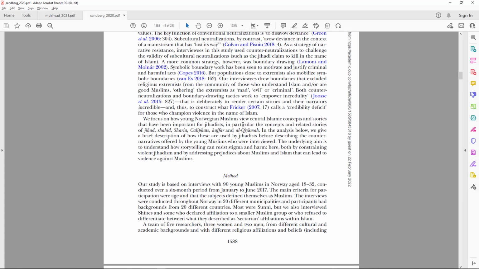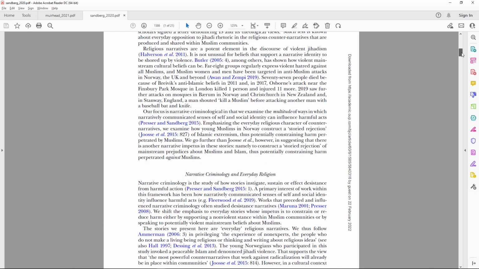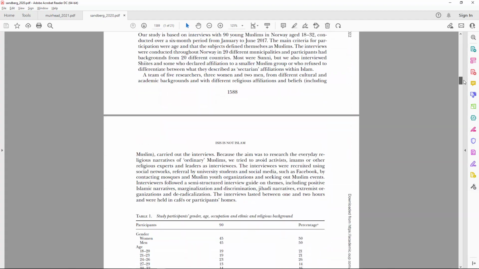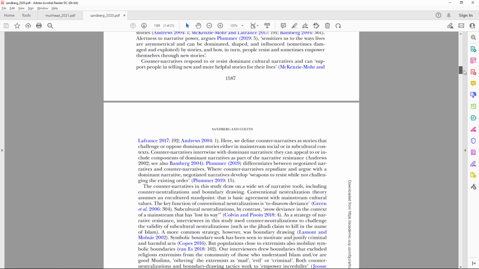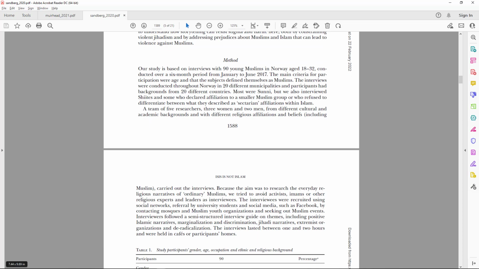In the second one, Sandberg, we can see in the abstract that they conducted qualitative interviews with 90 young Muslims in Norway. But again, if this wasn't stated as explicitly in the abstract, you scroll down to the methods. Generally speaking, this is where you will find further information on the research methods used. So interviews with 90 young Muslim men in Norway, conducted in 20 municipalities, amongst respondents of different backgrounds. So some Sunnis, some Shias, and others which fall into a different group with sectarian affiliations. So that's the data, the methods of data collection.